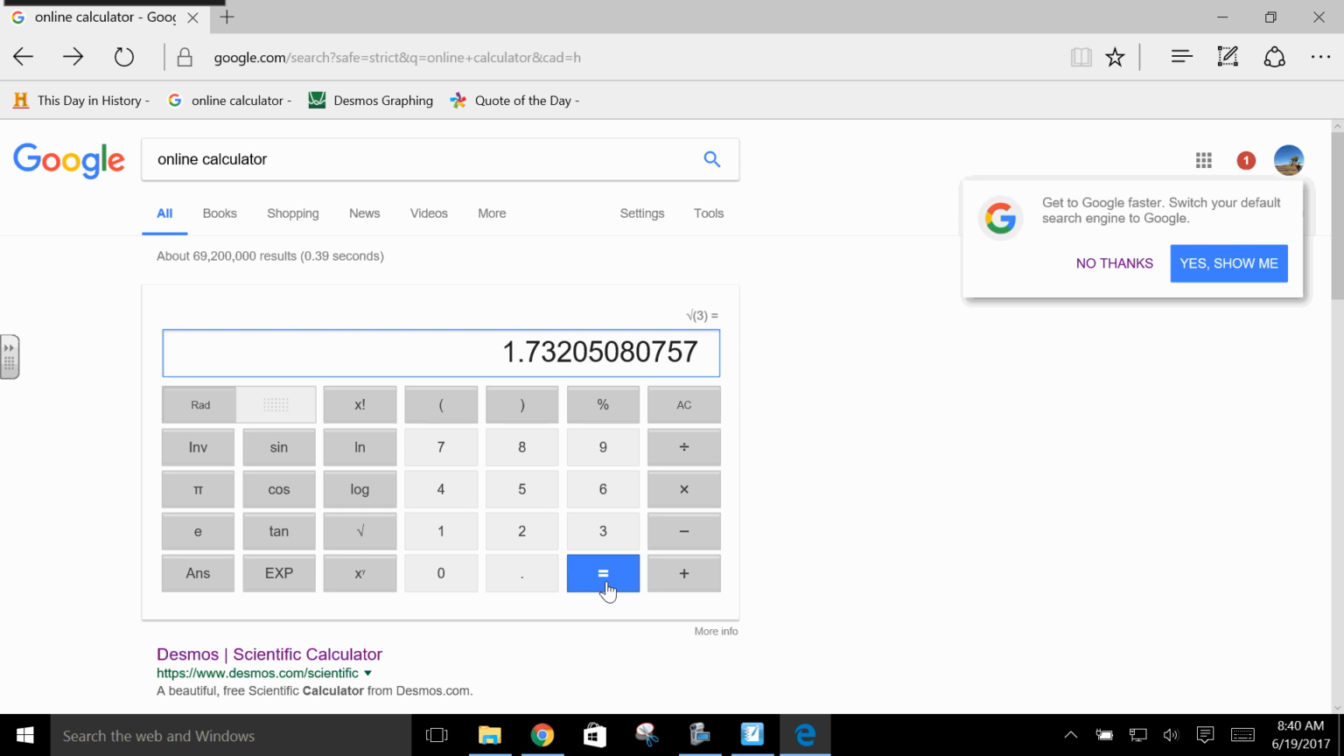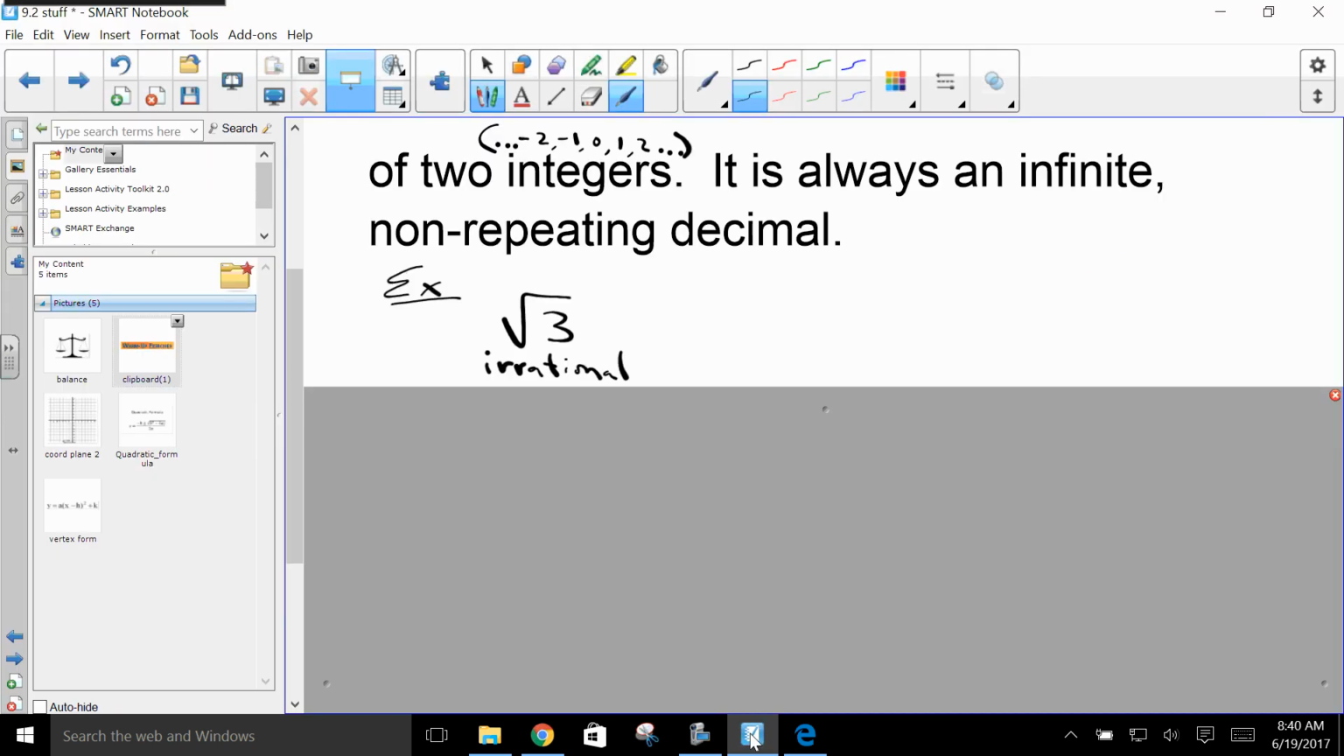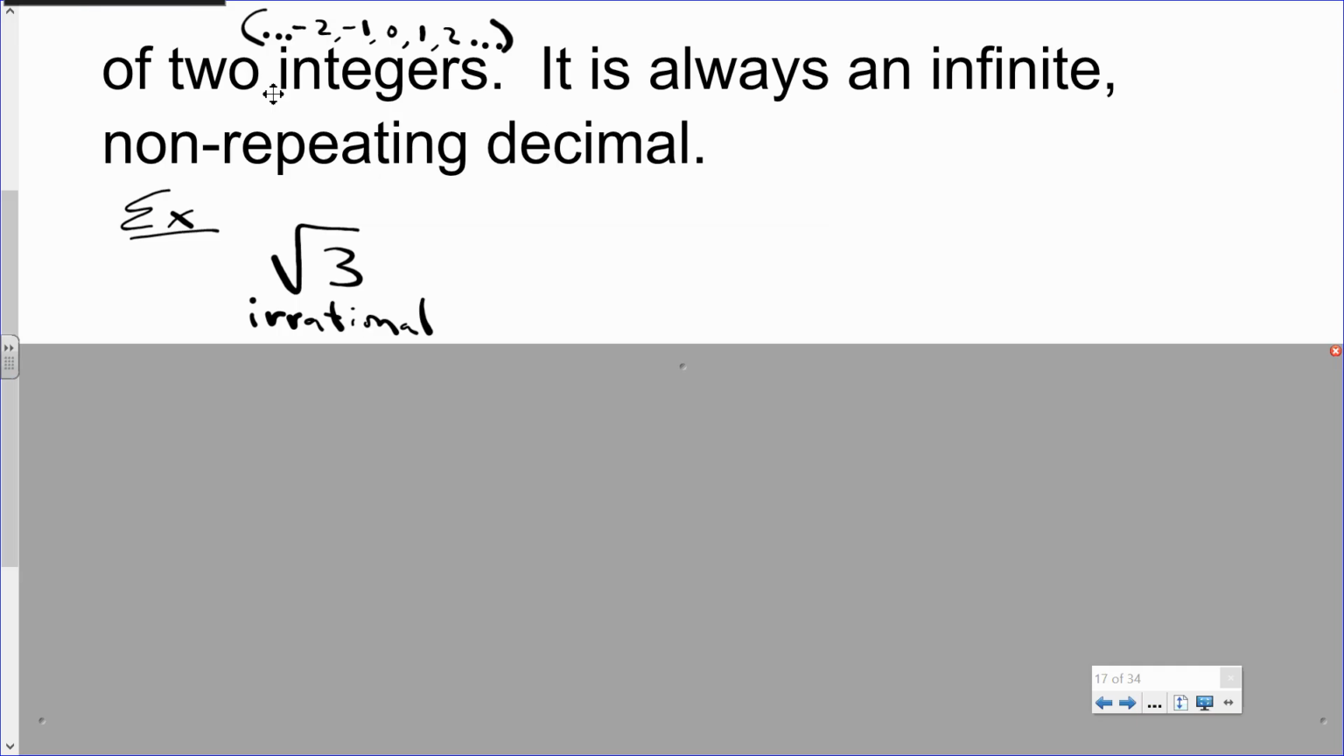So, infinite non-repeating decimal, square root of 3. It's therefore irrational. So we're gonna approximate it. It's gonna be 1.73. Okay, I just approximated it. It's not exactly 1.73. You saw how it's an infinite decimal. So the only thing we can do is approximate it. Approximately.